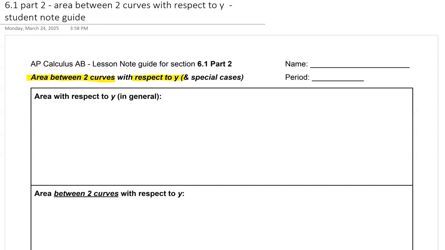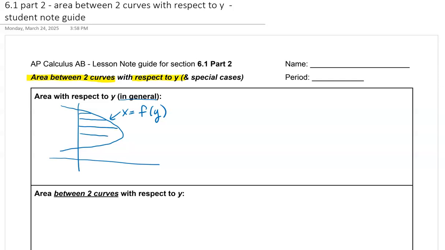So in general, we can find area with respect to y by imagining our rectangles being stacked vertically, laying horizontally but being stacked vertically, as opposed to standing up and then being stacked horizontally. So let's imagine this curve for a minute. We're going to call this x equals f of y. So this would be some function of y that helps me evaluate these different horizontal distances.